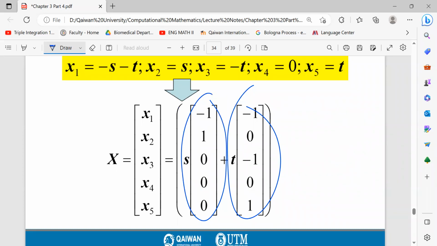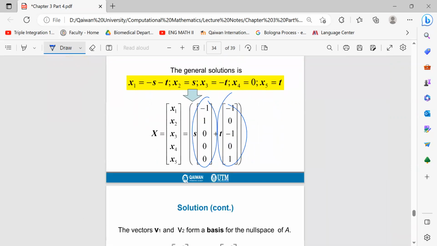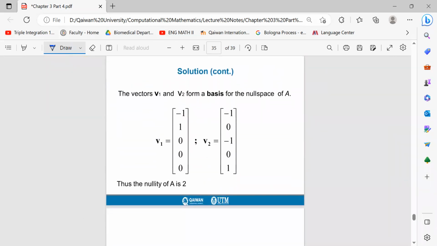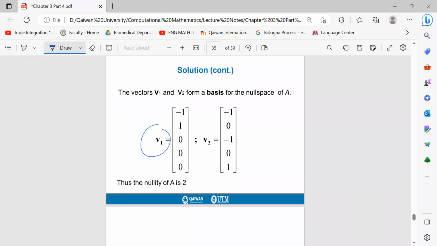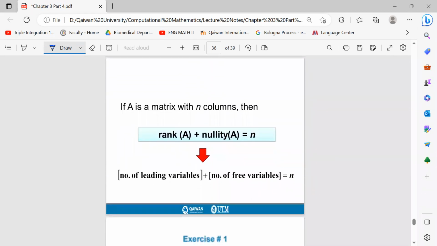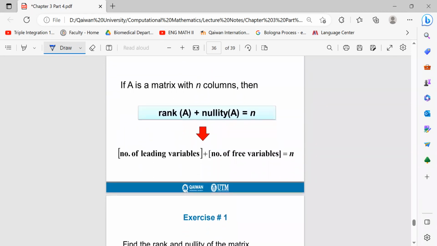As you see, how many basis vectors do you have? 2. So the nullity is 2. That's this v1 and v2, those two vectors without s and t. And the nullity is the number of basis vectors, which is 2. Then here we say the rank of a matrix plus the nullity of the matrix is equal to n. Okay?